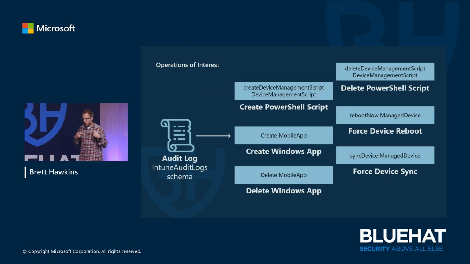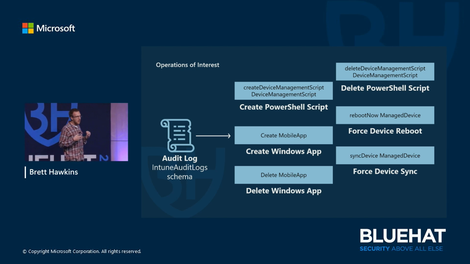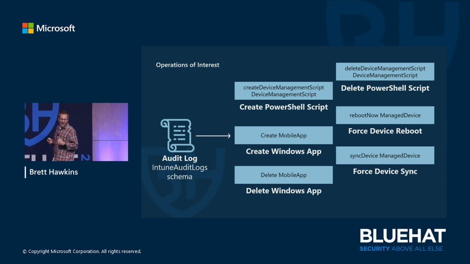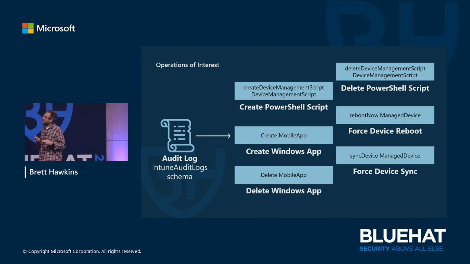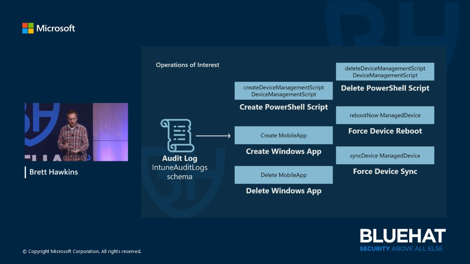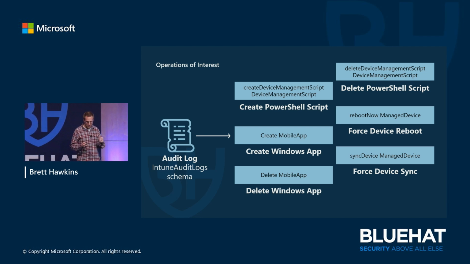Currently I'm a red teamer. I used to do the blue team stuff. I like both sides. So I put on my blue team hat here. And so for the different lateral movement activity, I'm like, okay, what are some different operations of interest that get logged in terms of these activities for lateral movement? Things like creating PowerShell scripts, Windows apps, forcing device reboots. And so I took a look at those operations and jotted them down.